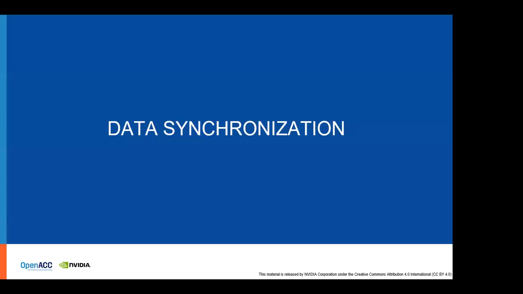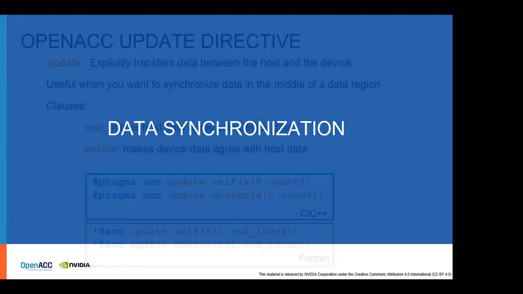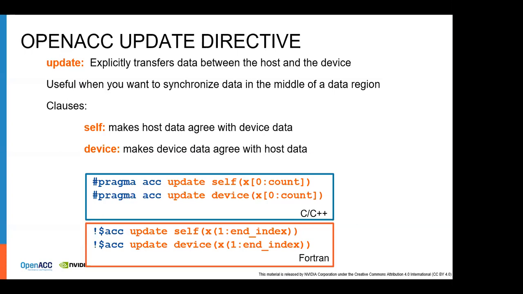Now, in processing, you need to synchronize your data, and this is why we have the update directive. Between different code sections, you need to exchange or update information. If you are processing on the GPU and want to continue on the CPU, you need to bring the computed information to the CPU. And this is why we have these update directives.